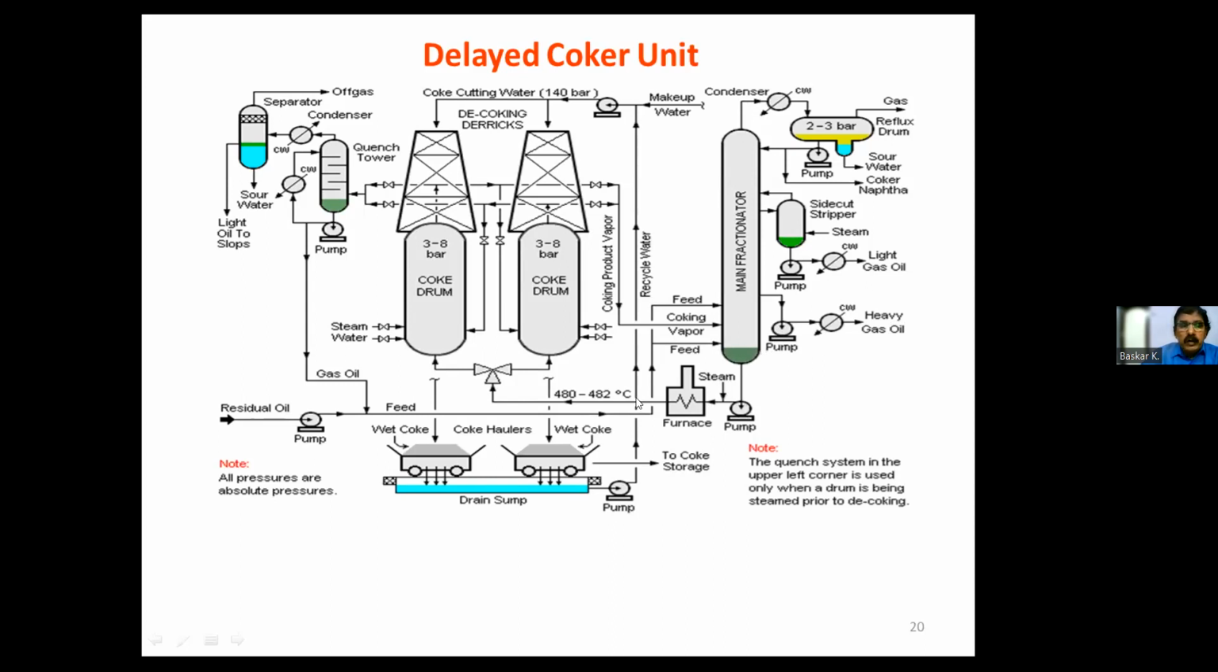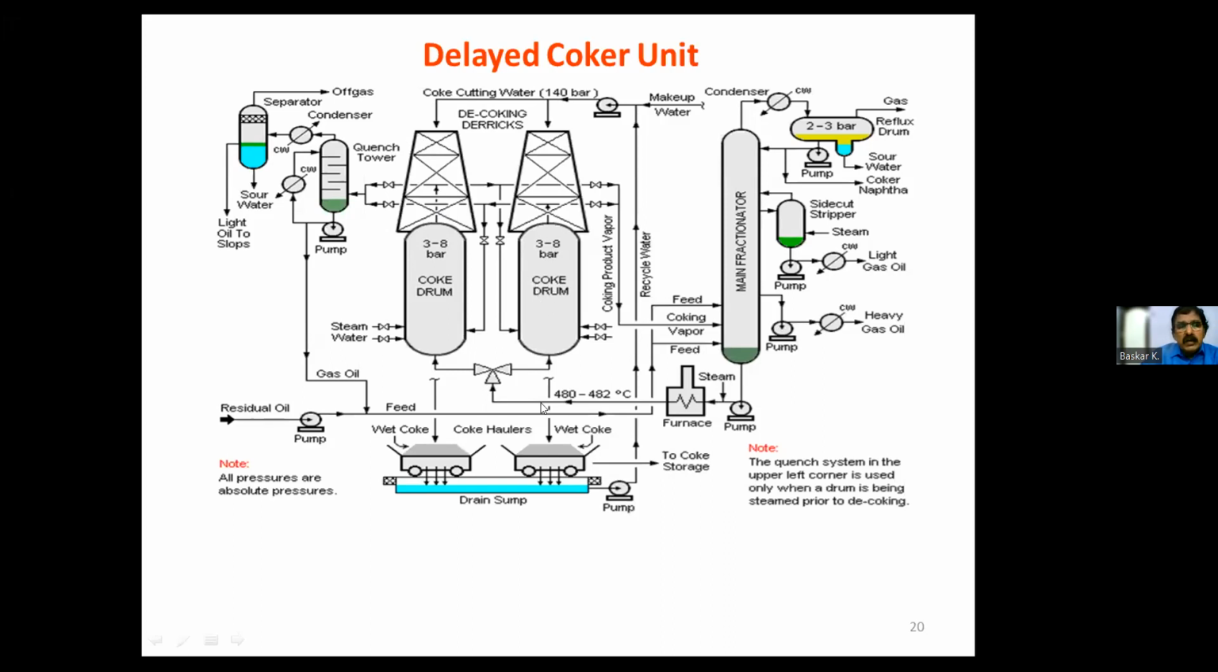That is fed through a furnace. It goes to two towers. There are two towers in operation. One will be in coking mode, one will be in decoking mode. That means once the feed is into one tower, in the other tower coke cutting water at 140 bar is pressurized through this coke drum, which is cracking the coke into slurry-like material. When this operation is taking place, the coke drum is ready for coke cutting. Already after coke cutting, it is ready for coke removal.